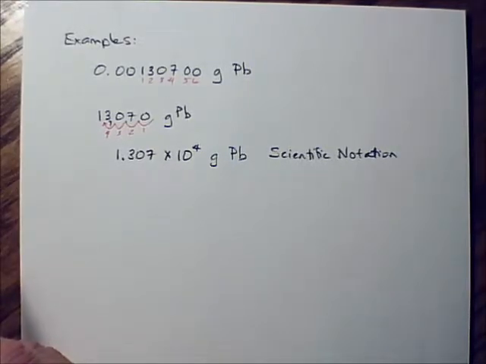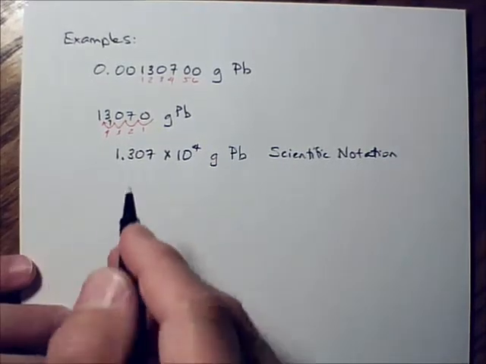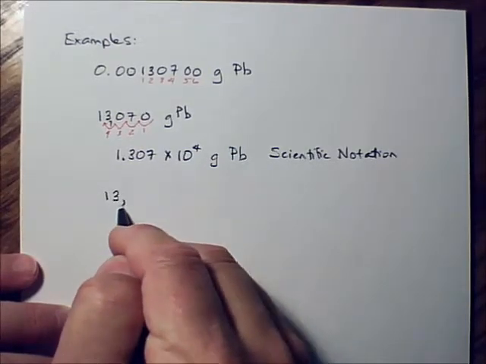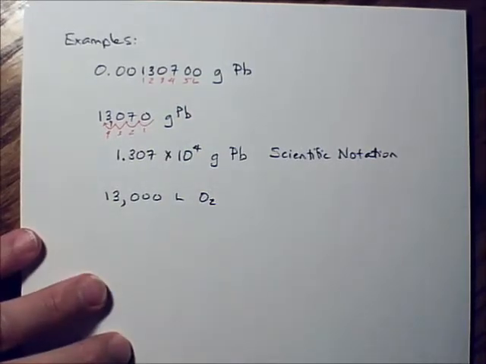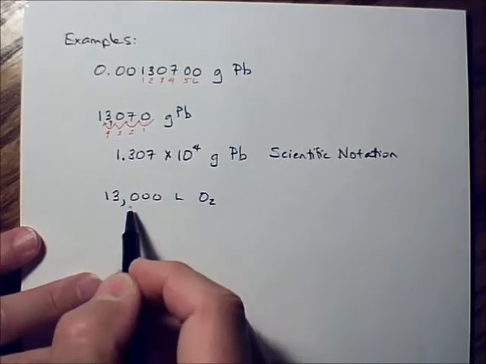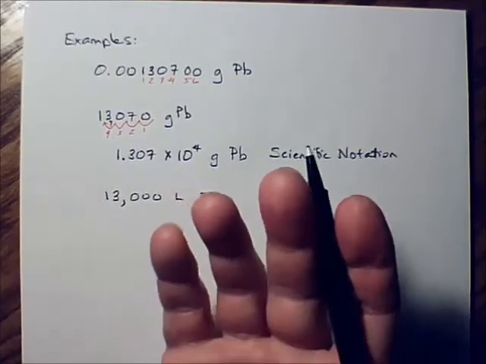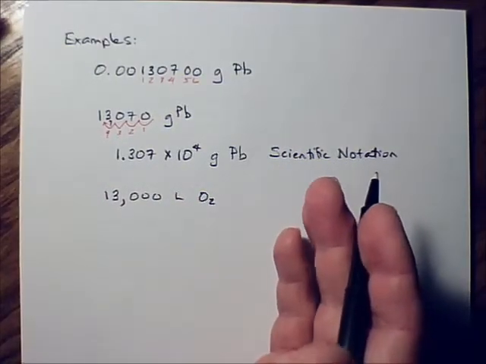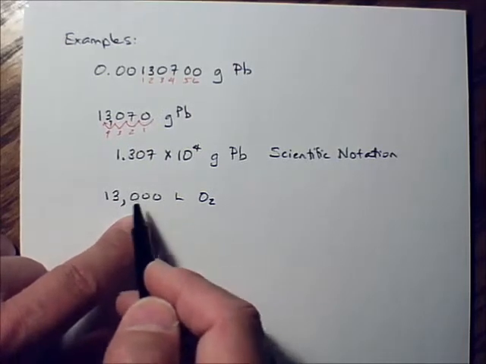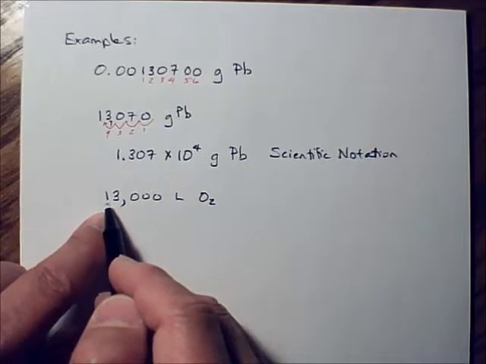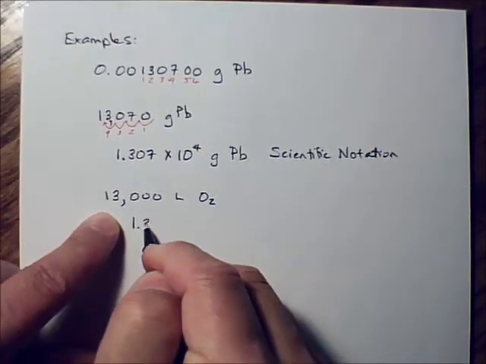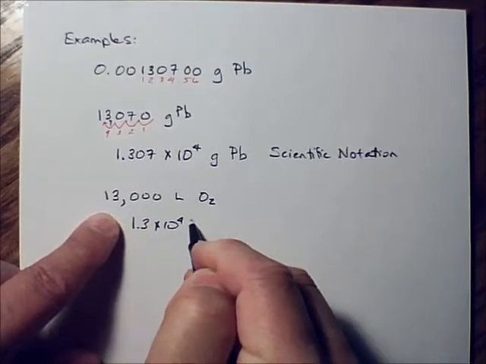Yes, sir. What if there's only 2 numbers? You still have to move it? That depends. So you're asking if there's something like this. Yeah. Okay. I don't know, because this number was just presented to me in this way, I don't know its context. I have to assume these zeros are not significant. Okay? That being the case, I've got to move the decimal place right here. And my answer then would be 1.3 times 10 to the 4th liters of oxygen.